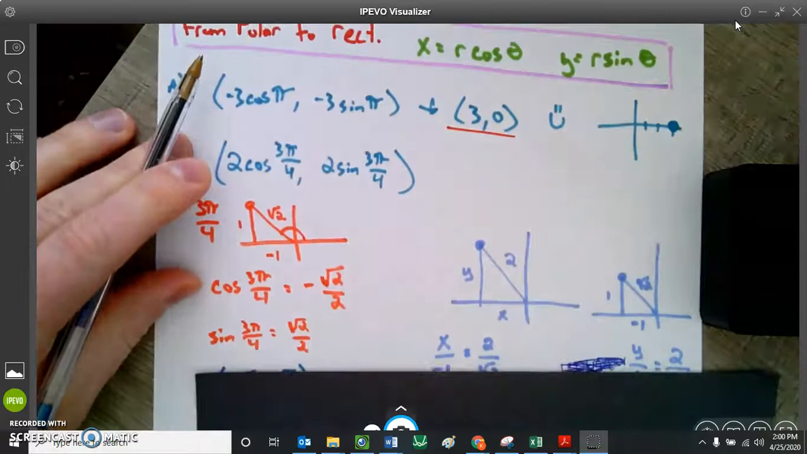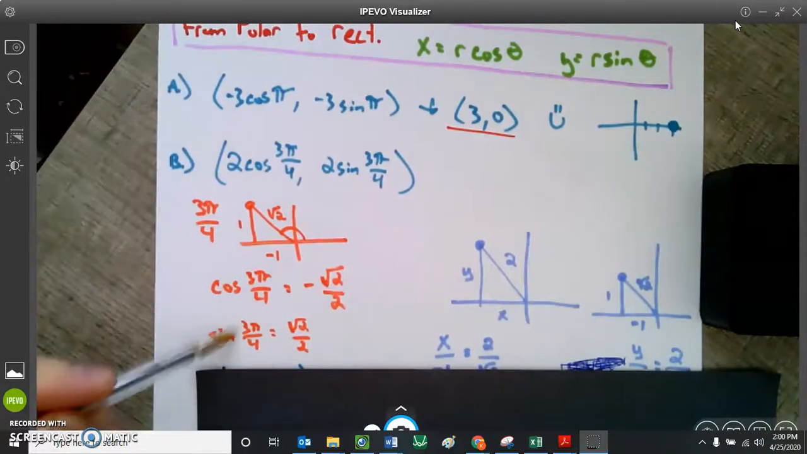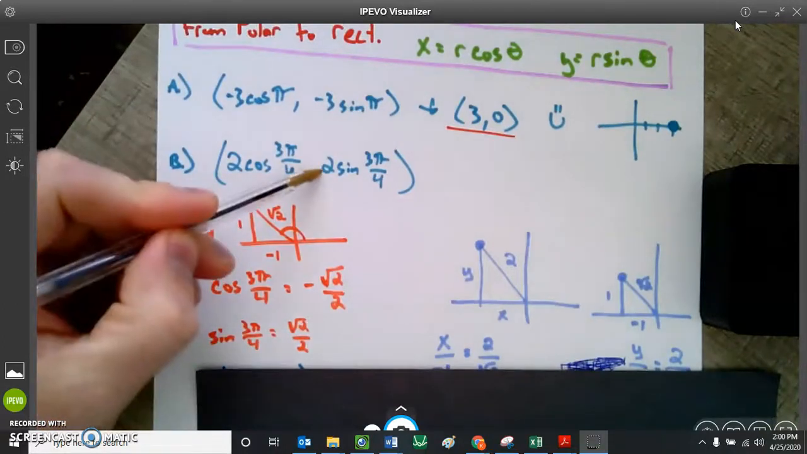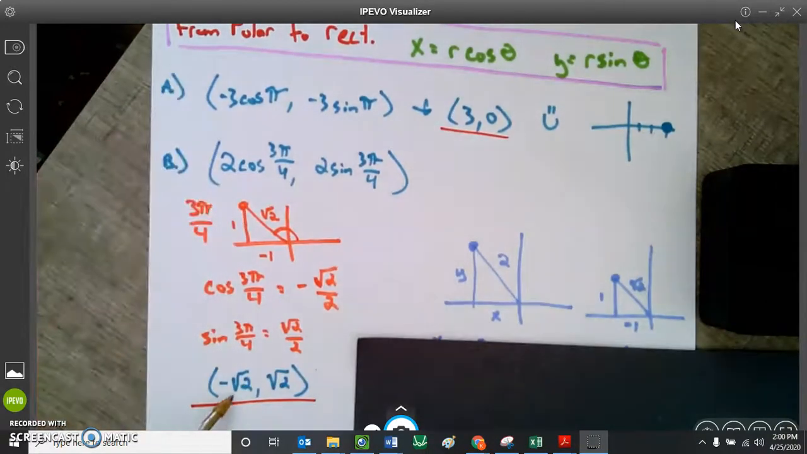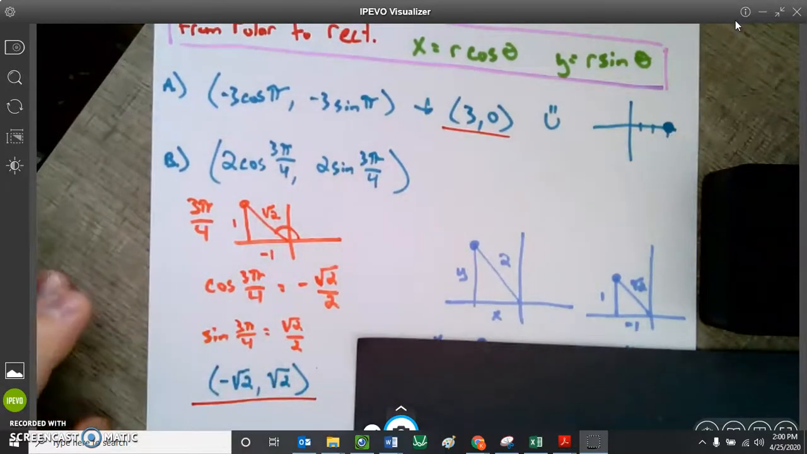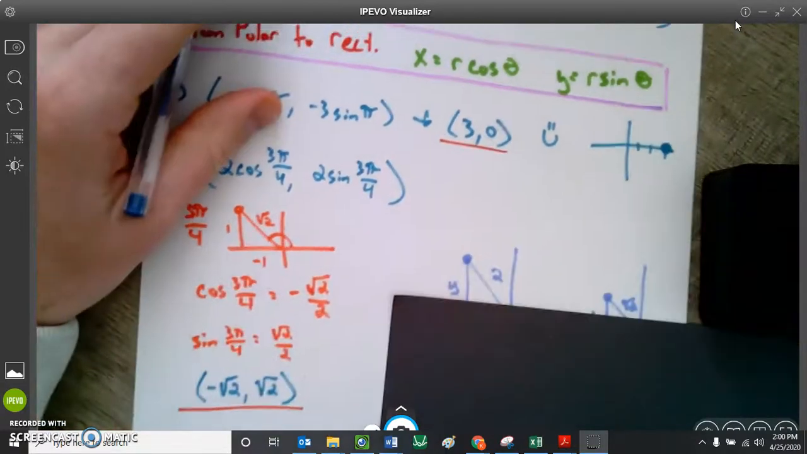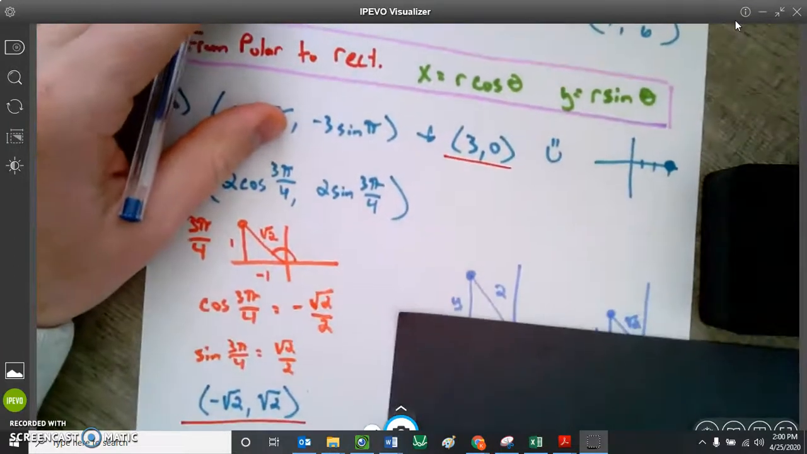Okay, same exact argument for the sine of 3 pi over 4. Sine of 3 pi over 4, root 2 over 2, but I'm timesing it by 2 up here, and we get our point. Our point is -√2, √2, exactly. If you just jam this in your calculator, you're going to get some decimal. It's an irrational number. Okay, I showed you guys over here in blue a different way to think about it.